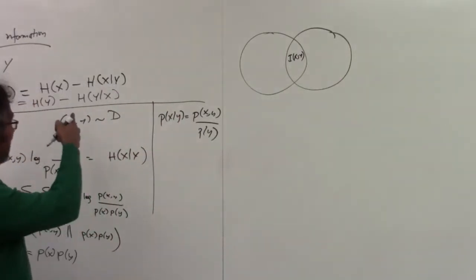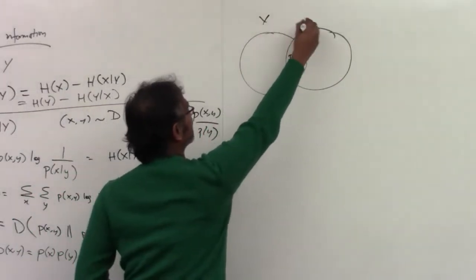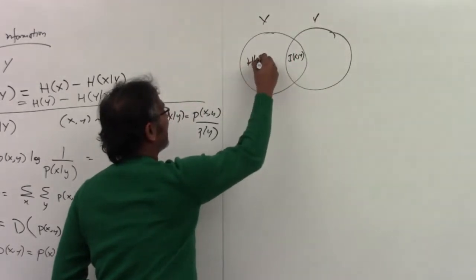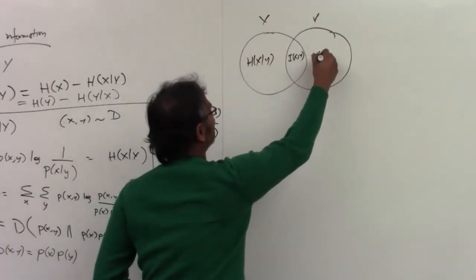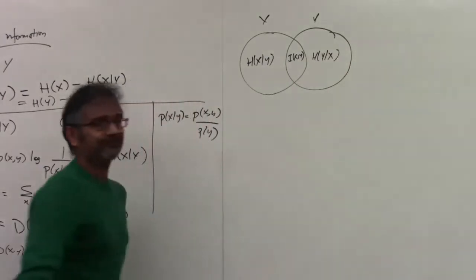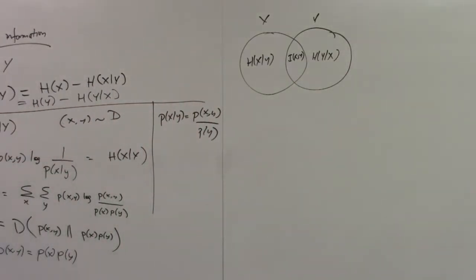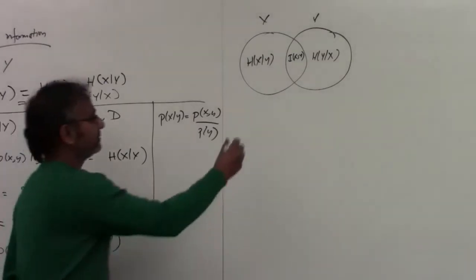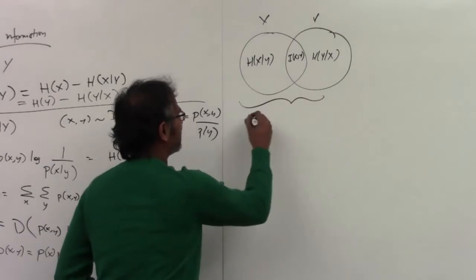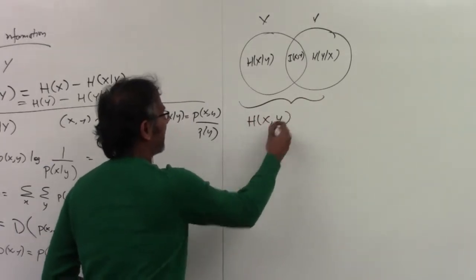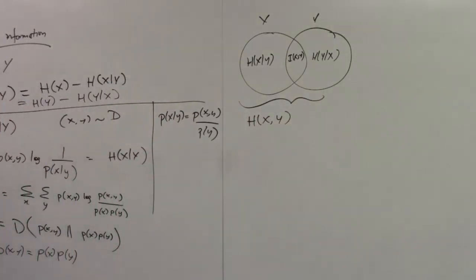Okay? Whatever's left over here, so this is x and this is y, this is h of x given y, this is h of y given x. Okay? And if you add them all up, this whole thing is the joint entropy of x and y put together. So from that you can kind of read off these expressions almost directly. So that's a Venn diagram view of the world.